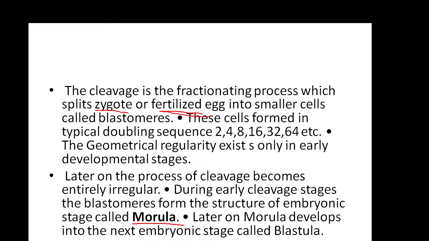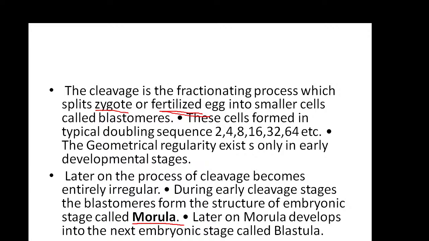Morula is also called mulberry. It looks like a mulberry fruit. You might have seen a mulberry fruit: a group of cells aggregated, a round structure, a mulberry fruit like structure. So in the early cleavage stage, the blastomeres form a structure similar to a mulberry. After fast divisions a mass of cells forms, and that is called morula.